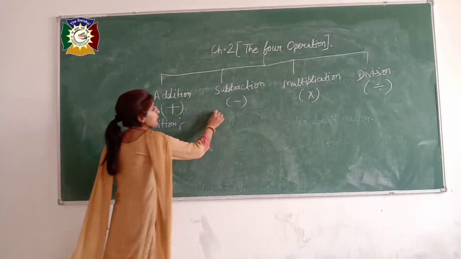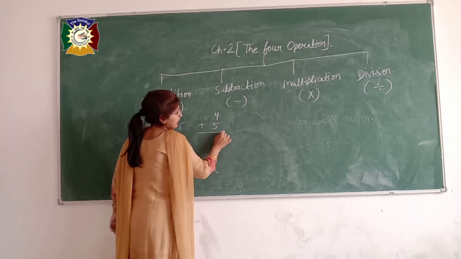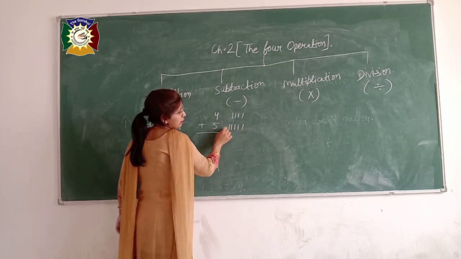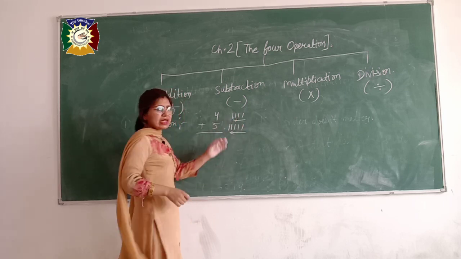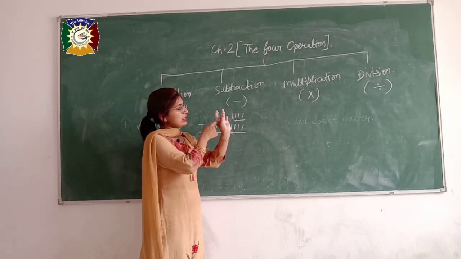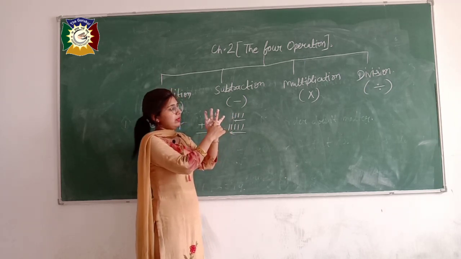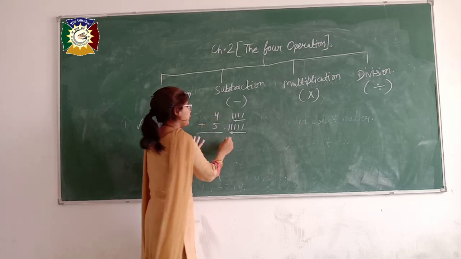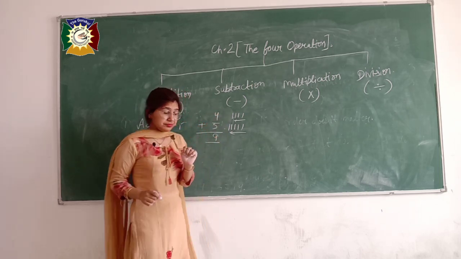Like if you are adding 4, 5. You are counting 1, 2, 3, 4, then 1, 2, 3, 4, 5. Or you can count it on your fingertips. 1, 2, 3, 4. 1, 2, 3, 4, 5. It means 1, 2, 3, 4, 5, 6, 7, 8, 9. And you will get your answer 9.